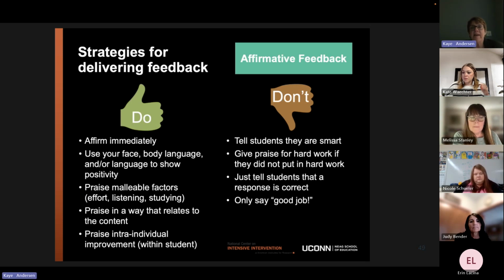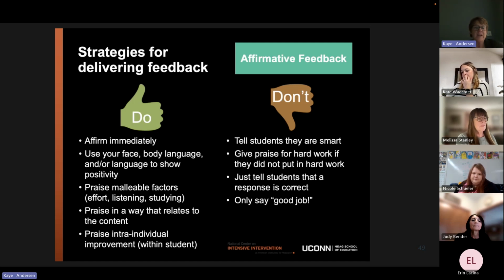We should praise things that are malleable, things that the student has control to change or feels they have control to change. We can praise their effort, their improvement in listening, how much they study. Try not to praise things like, oh, you're so smart, because lots of us don't have the ability to change how smart we are. We can put in a lot more effort and we'll feel smarter, but just by praising that they are smart, they don't feel that's something they can change.